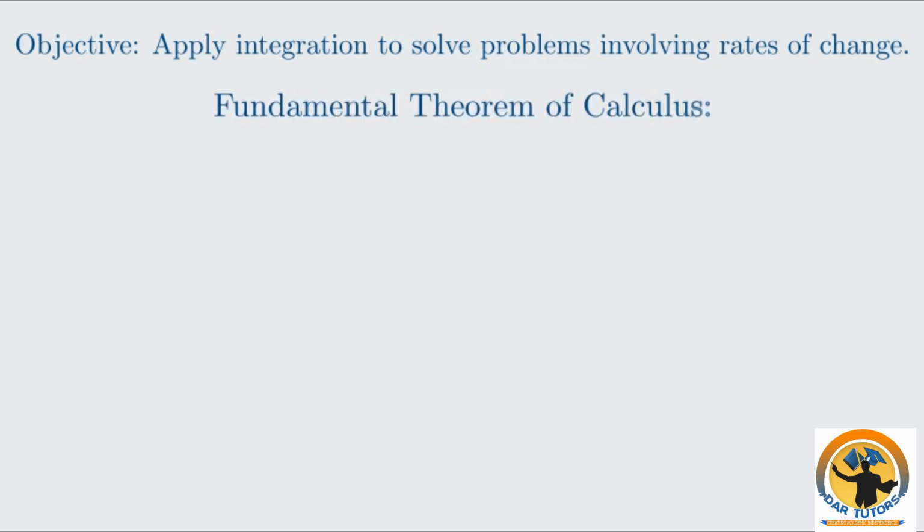The fundamental theorem of calculus states that the integral of a rate function, f prime of x, from a to b, gives the total change in the original function, f of x, over that interval. In other words, the area under a rate function's graph tells us the total accumulation of the quantity over that time period. Let's look at an example involving traffic flow.